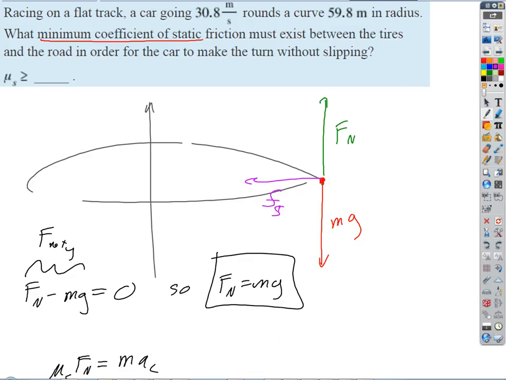So what do we get for centripetal acceleration if we do that? The centripetal acceleration is v squared over r, so 30.8 squared in standard units divided by 59.8. That's just a calculator question.